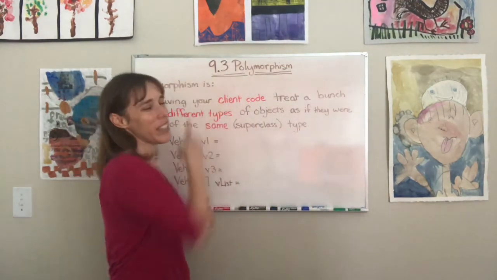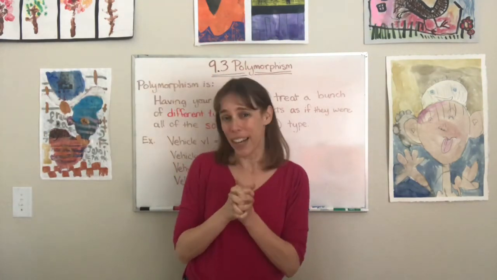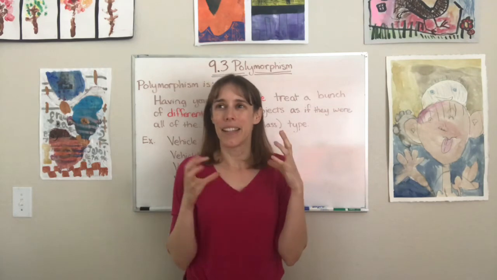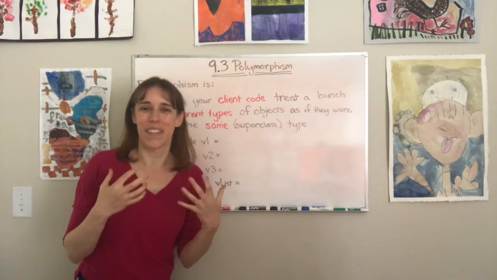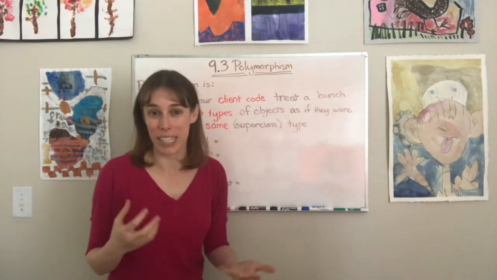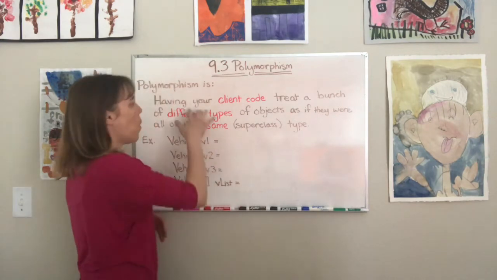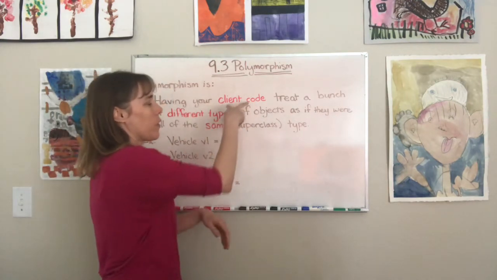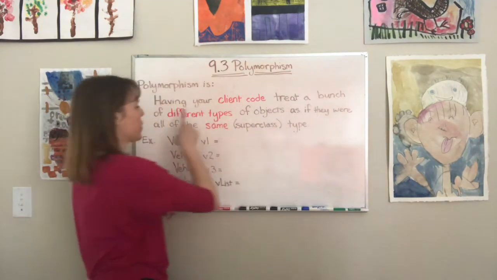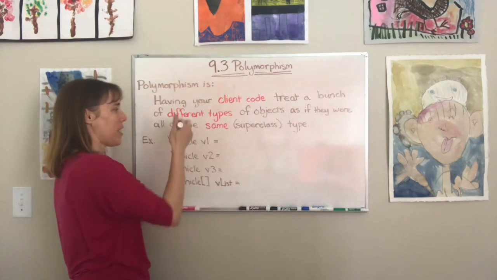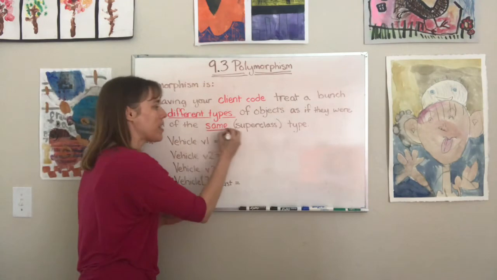All right. So polymorphism is in section 9.3 in your textbook. You should check it out. This is my version of it. I'm changing the definition to be less accurate, but more what you'll see in this class. So we will normally see this in client code. Actually, polymorphism is treating a bunch of different types of objects as if they were all of the same type.